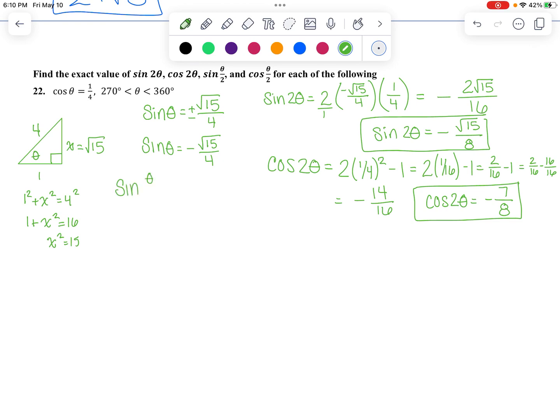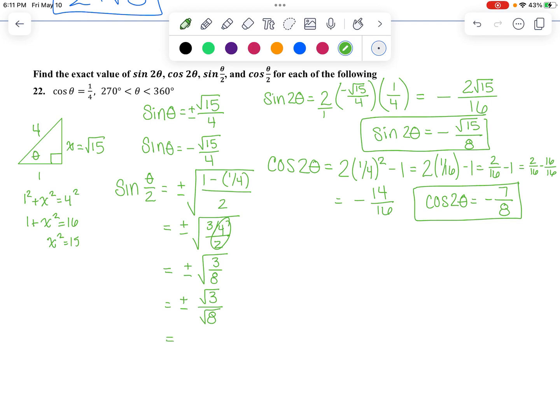Okay, now for sine of theta over 2 and cosine of theta over 2. Sine of theta over 2 says positive or negative square root of 1 minus cosine of theta, which is 1/4, all over 2. 1 minus 1/4, well, that's 4/4 minus 1/4 is 3/4. 3/4 over 2, remember the trick is those multiply, is 3/8. I square root the fraction by square rooting the top and the bottom and rationalizing that denominator.